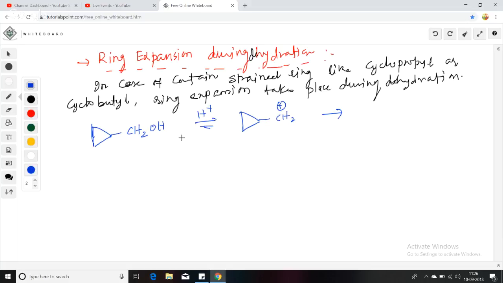The best way to write the product in case of ring expansion is to number the carbon atoms. Suppose I give this carbon as the first carbon, this as the second carbon, and this as the third carbon. So if the third carbon's bond pair comes over here, then this third and this will join. And these two are also already connected, right? So we have a four-membered ring like this.